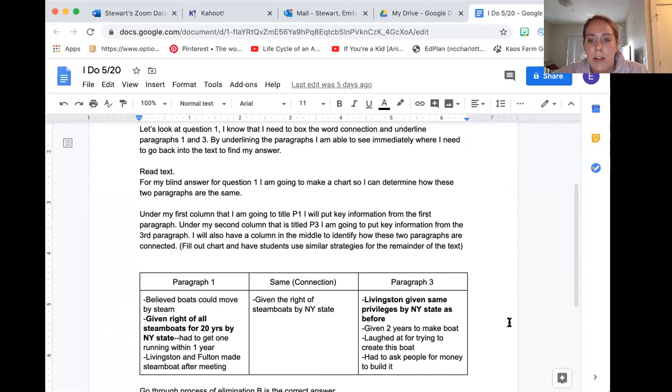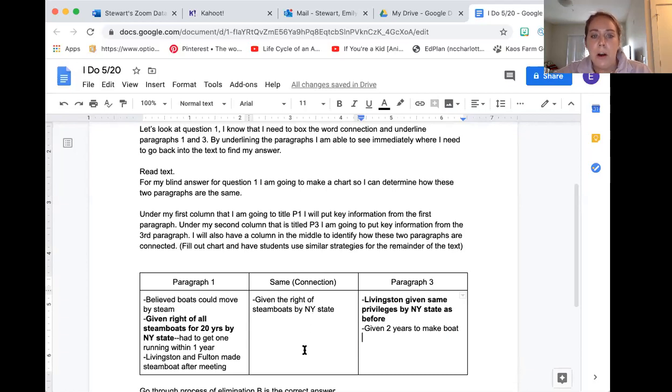In paragraph 3, Livingston was given the same privileges by New York State as before. He was given 2 years to make a boat, and he had to ask people for money, and he was laughed at, but that's not as important. So based on the 2 paragraphs that I had to connect, I see that the same is that they were given the right of steamboats by New York State.